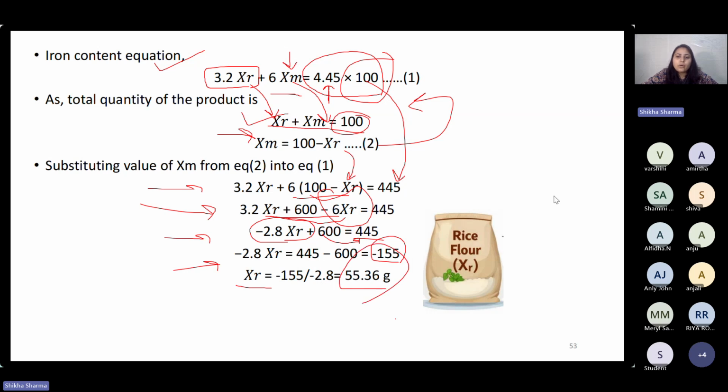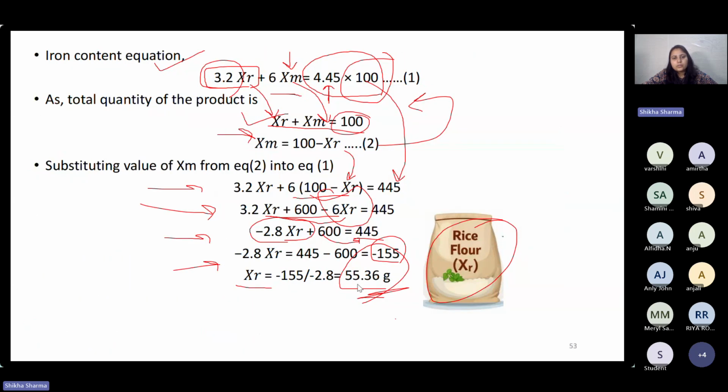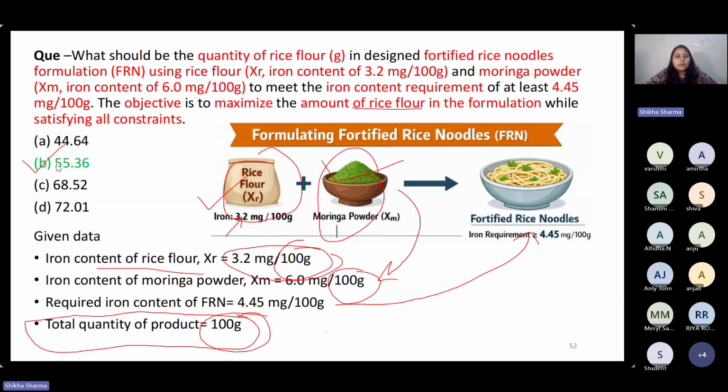So this is the amount of the rice flour we are adding, 55.36 gram, which has 3.2 mg per 100 gram of iron content, to this moringa powder. So the moringa powder will be 100 minus this value. But we need to know only the rice flour amount, which is 55.36.